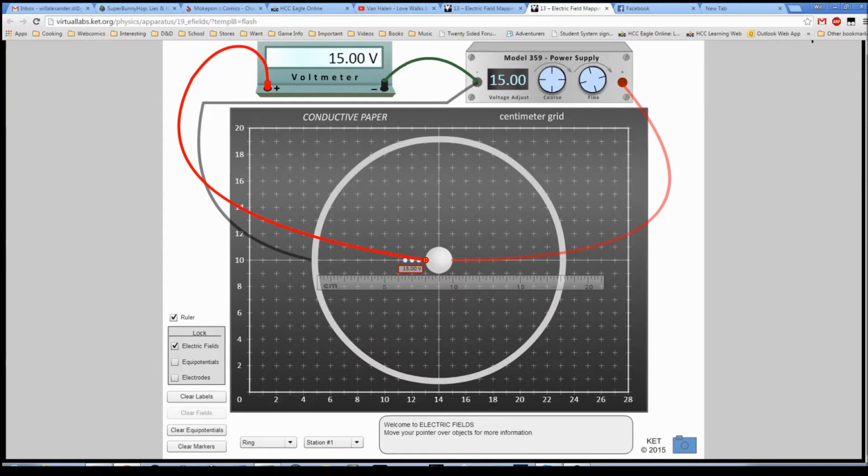To do that, we can just hold down the shift button and use an arrow key to move in half centimeter intervals. We can press M to leave points, and we will record the distance from the central wire along with the associated amount of voltage, and we will use that as the data for our equations.